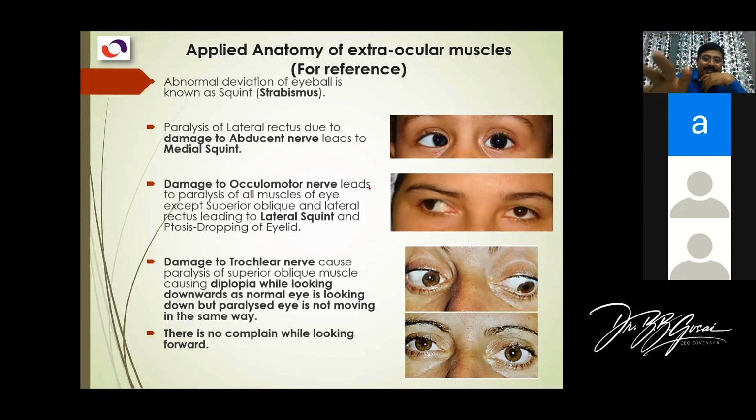I have put up many, but otherwise I have just highlighted that abnormal deviation of the eyeball is known as squint. This you should know. Abnormal deviation of the eyeball is known as squint, and another name for squint is strabismus. So this is about squint and strabismus.